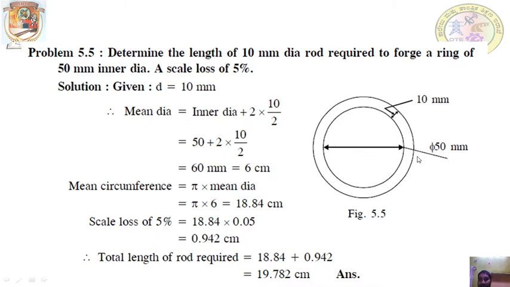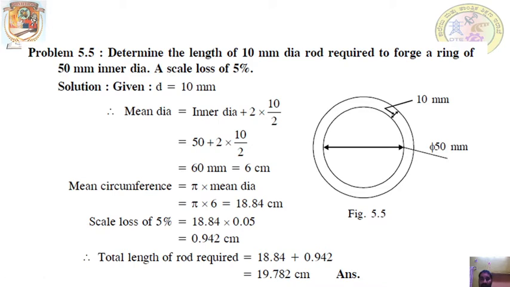So the mean dia will become, this is the 50, the outer dia is not given, the diameter of the rod is 10 mm. So 10 mm this side, 10 mm this side, so the outer dia will be 50 plus 10 into 2, so 70 is the outer dia. So the mean dia will be 50 plus 70 divided by 2.